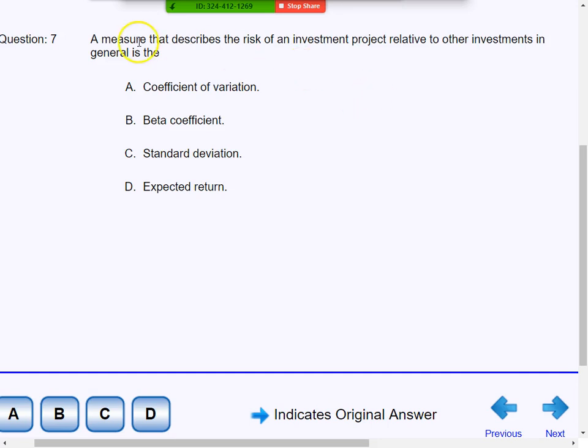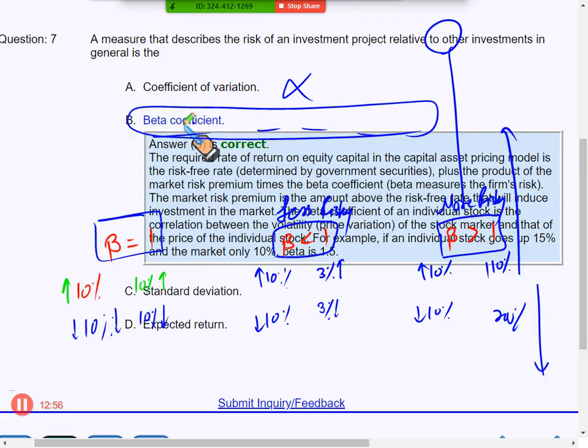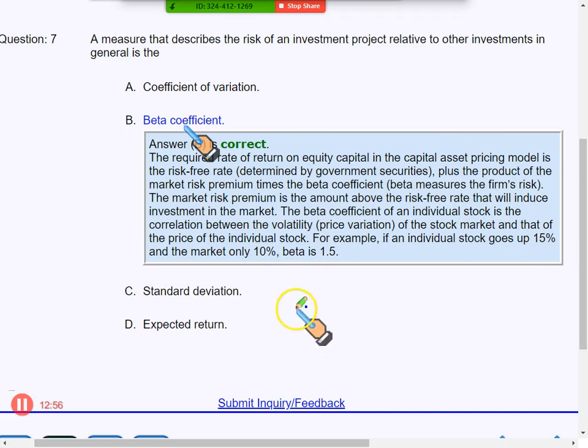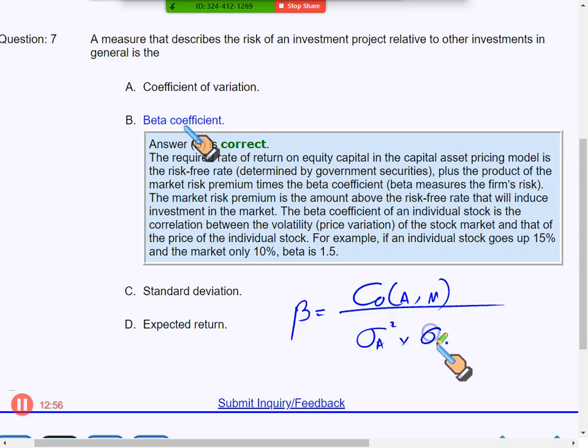Next, a measure that describes the risk of an investment project, or an asset, or a certain share, relative to other investments in general is the beta coefficient. If you remember, we do not need to memorize the formula. It is calculated by the covariance of the return on the asset and the return on the market, divided by the variance of the returns on the market.